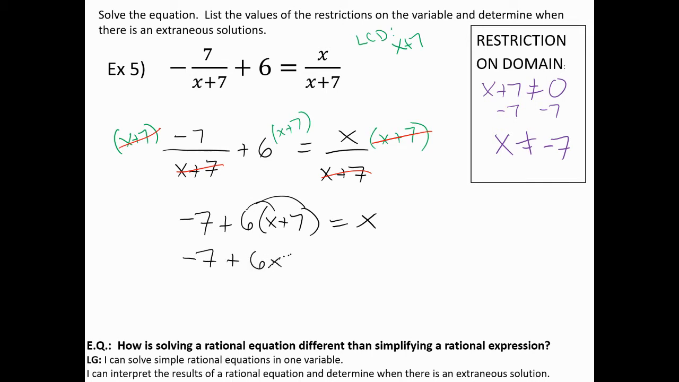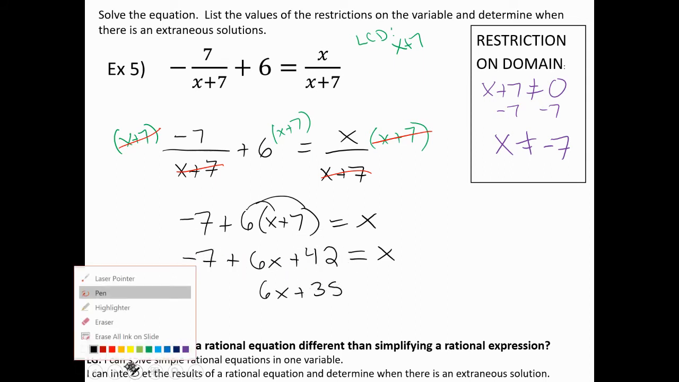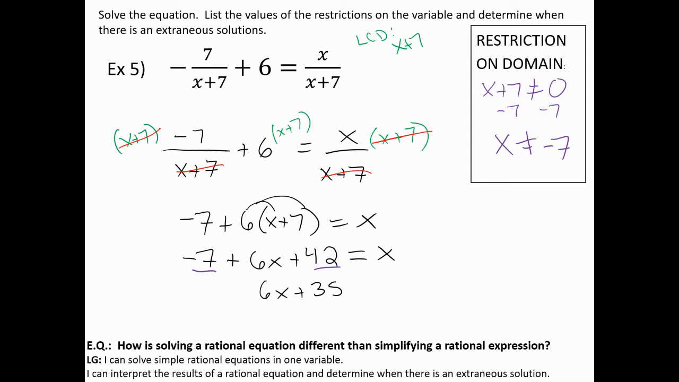All right, we know the next step would be to distribute that 6. So we're going to have 6x plus 42 equals x. Then now we're going to combine these because -7 and 42 are like terms. So that's going to be 35, because 42 minus 7, we'll do that in a different color, is going to be 35. And then this says equal x, and there's a 1 there.